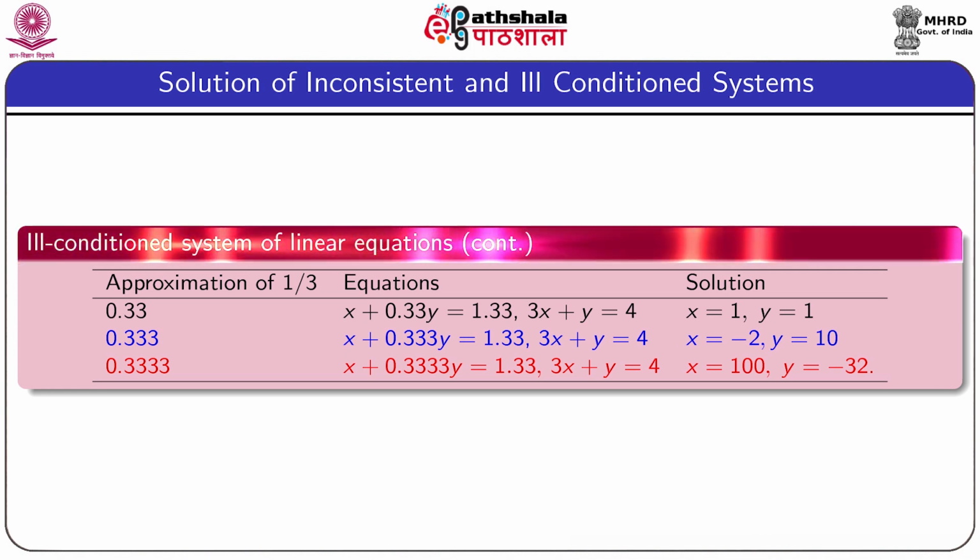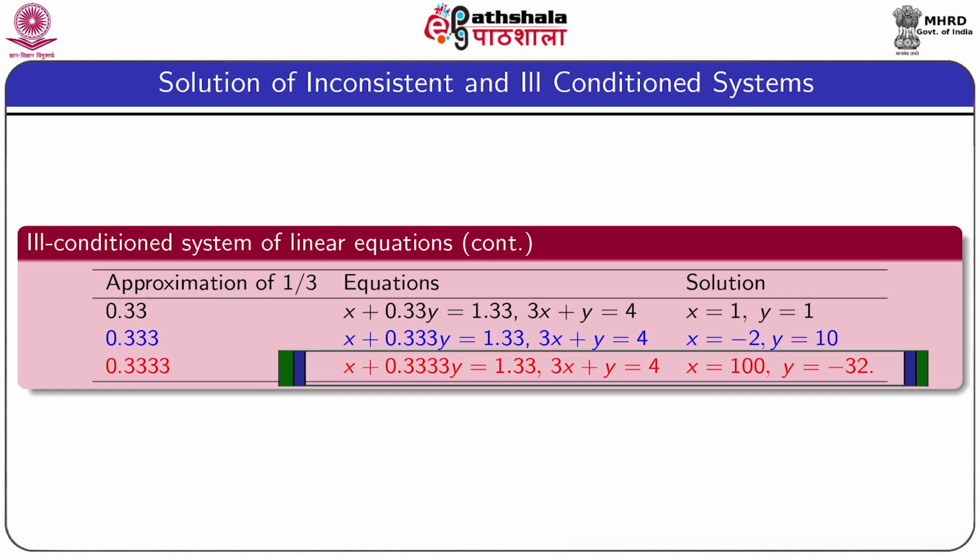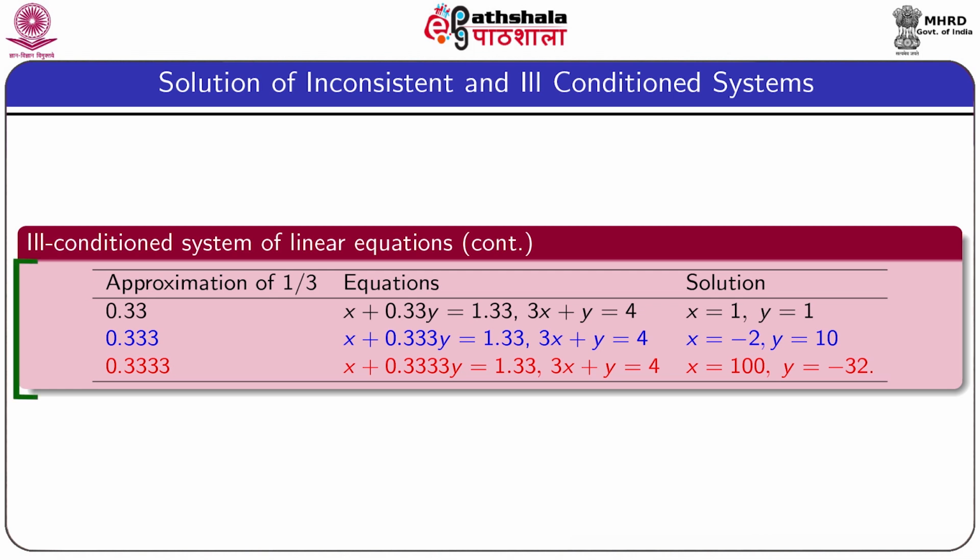And if we consider 1/3 equal to 0.333343, then the first equation reduces to x plus 0.3333y equal to 1.33, and the solution of this system of equations is x equal to 100, y equal to -32. So it is very interesting that with a minor change of the coefficient of y in the first equation, the solution is drastically changed. If we compare the first row and third row of this table, we see that the coefficient in the third system of equations is increased by 0.0033, but the solution is 100 times more than the solution obtained in the first system of this table. Similarly, the solution obtained for the third system is y equal to -32, whereas y equal to 1 for the first system of equations.